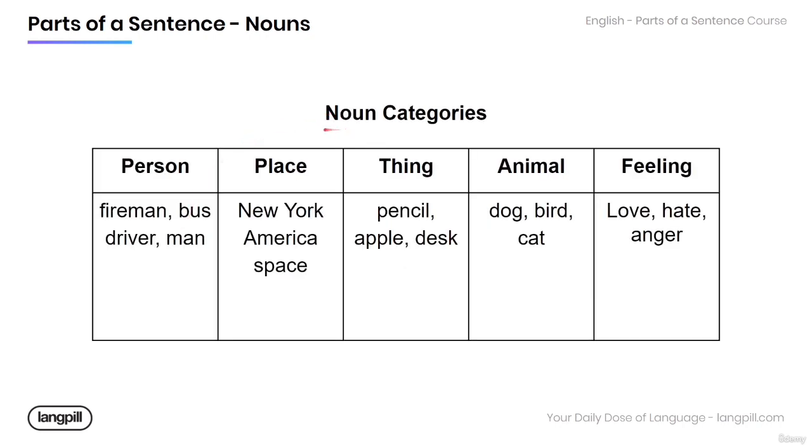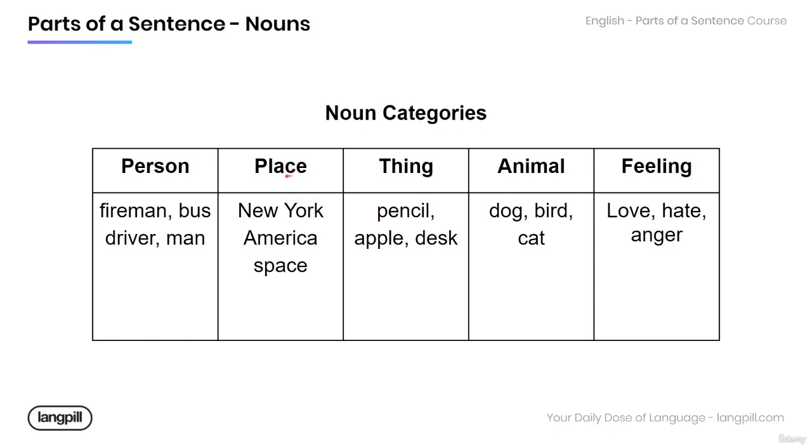All right, so now you have different noun categories. You have the category for person nouns. These are things like fireman, bus driver, just man, woman, boy, girl, okay? Any type of person is a noun under the person category.